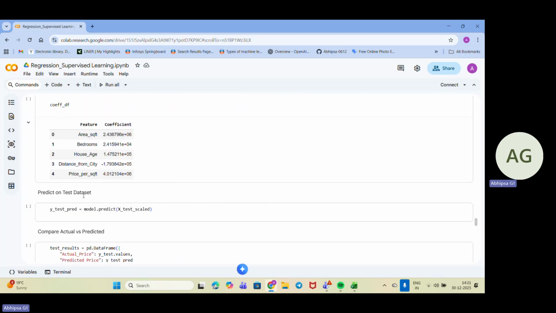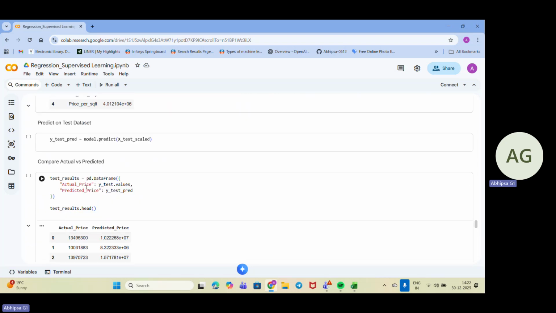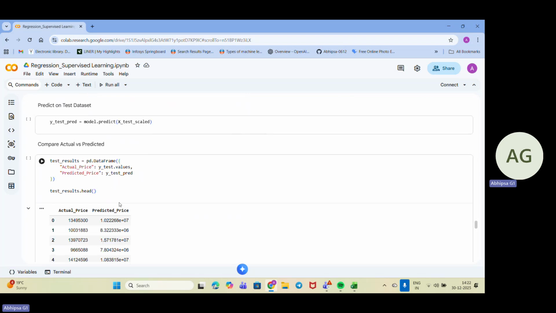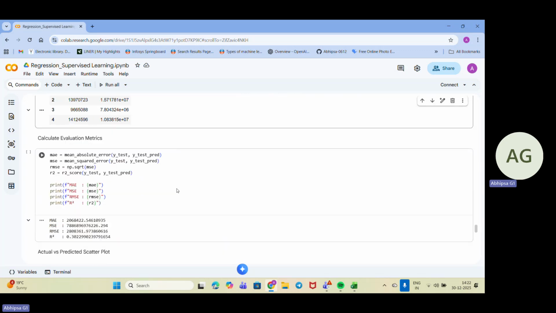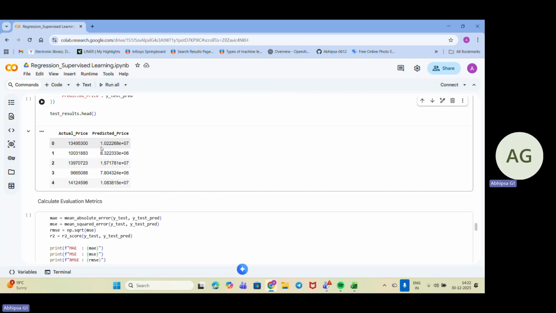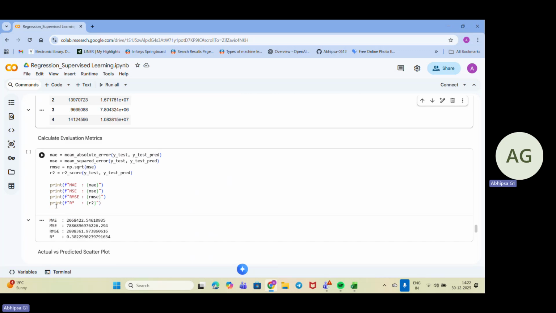Now we want to predict on the test data. So here we have got the actual price and the predicted price with the test result. If you can see here, here is my actual price with the predicted price. So the predicted prices are not going that well. You can see it is 1.022 like that, but the actual price is this. So we have checked the values accordingly.